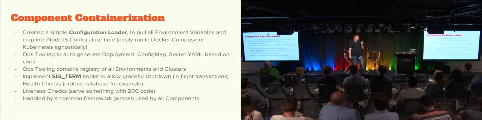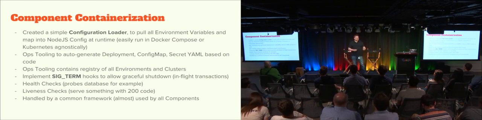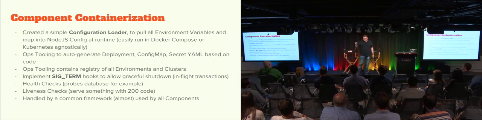We also created some tooling to make it easy for developers when they need to add a configuration. If you have some new database attribute you want to add, rather than having to go into 10 different YAML files, find where they are and risk typos, we created tooling to auto-generate our deployment YAML and our config map and secret YAML from what the application thinks it is. So the developer just goes in and adds a new item for their configuration, they run our tools, and it'll update all the YAML for us.